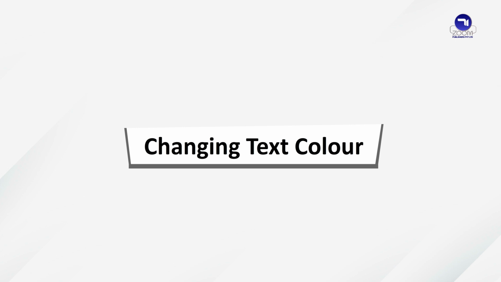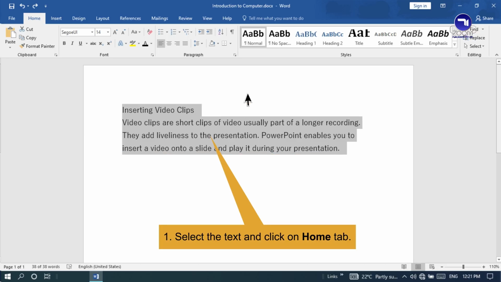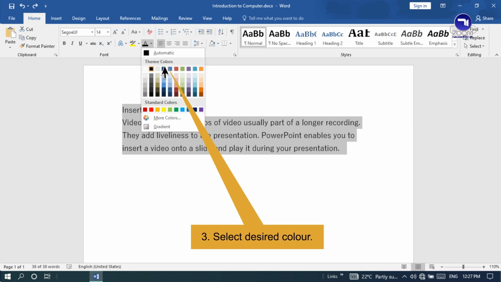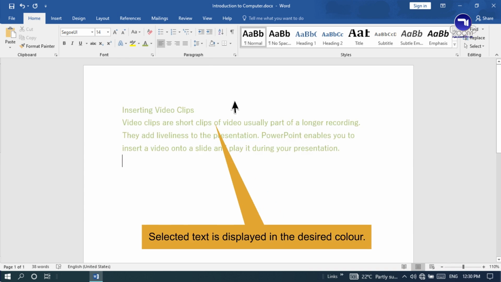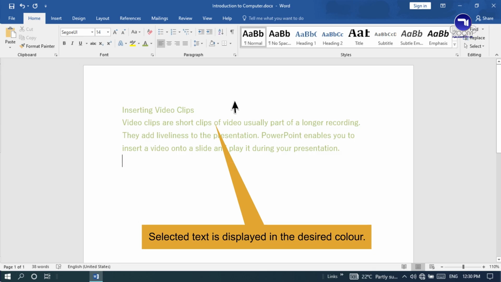Changing text color. To change the color of a text, follow the given steps. Select the text and click on Home tab. Click on the drop-down arrow in Font Color box. Select desired color. Selected text is displayed in the desired color.